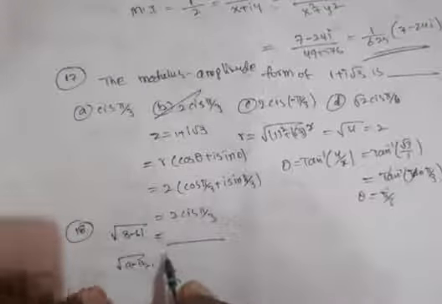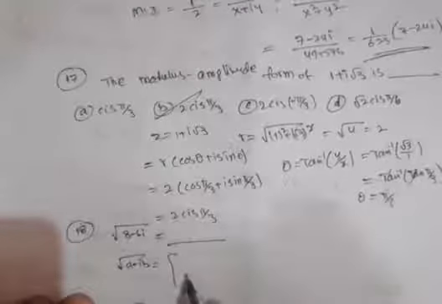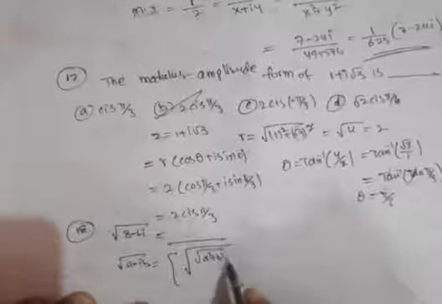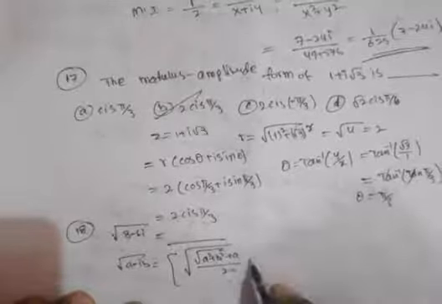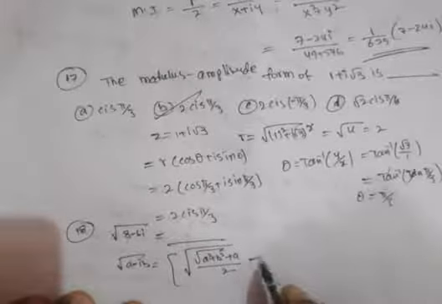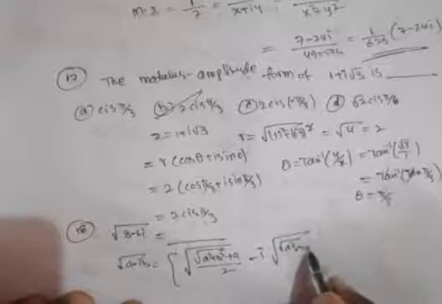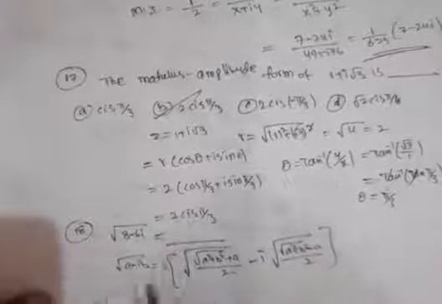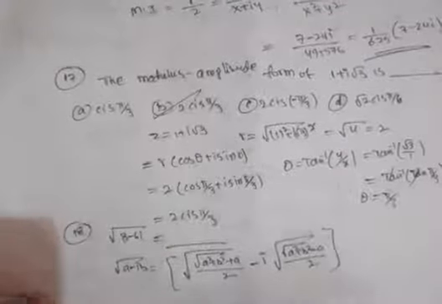Coming to the next problem, under root of 8 minus 6i is equal to, where a minus b is equal to, find the square root. So under root of (root of a square plus b square plus a) by 2 plus minus i into under root of (root of a square plus b square minus a) by 2. You can substitute the values of a and b here, and you will get the corresponding answer.